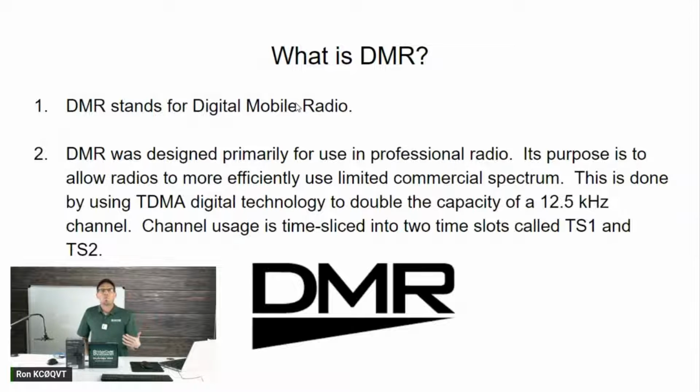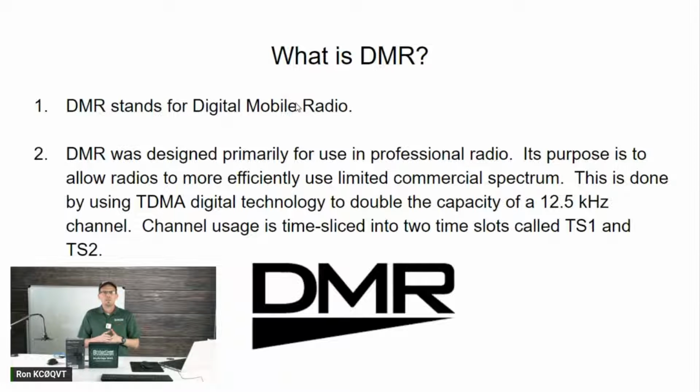So real quick, what is DMR? DMR stands for Digital Mobile Radio. It was designed primarily for use in the professional radio industry. They had a big problem. They were running out of spectrum. And so a mandate came along from the FCC and said, you guys have got to figure out a way to go narrow band. That means go from 25 kilohertz down to 12.5 kilohertz. Well, DMR was a way to solve that problem.